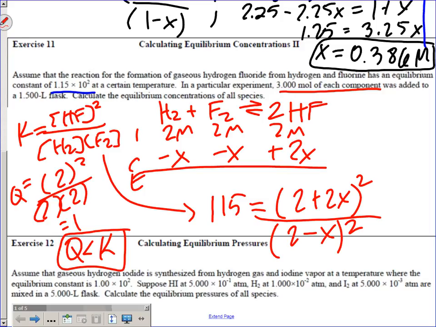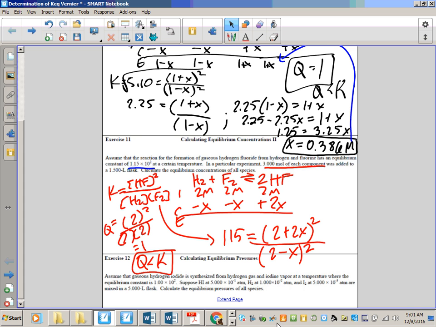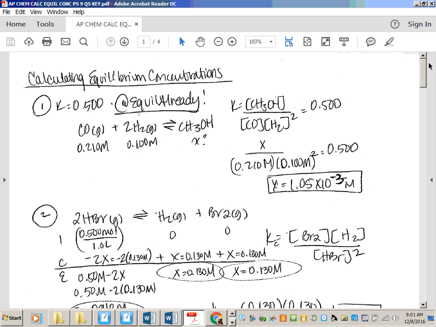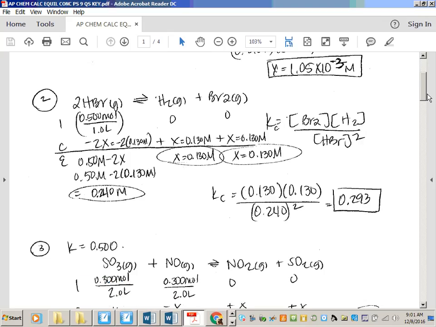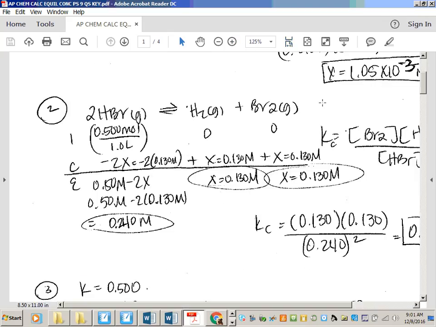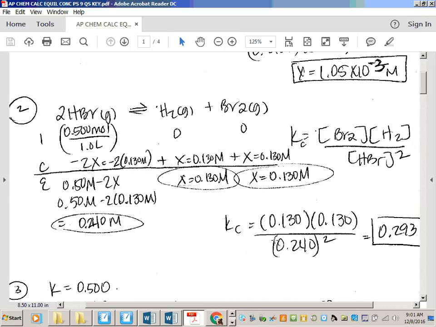All right, let me pause there for a moment. We have the whole idea of you have your K, you need to find Q, you need to compare, and then plug and solve. Looking back at the problem set, let me take some questions from those. Which ones? Number 2. So I'm going through with my key right here so I can talk about this efficiently. You had initially your 0.5 molar, and it gave you 0 for both your products, so you have to proceed towards the right.